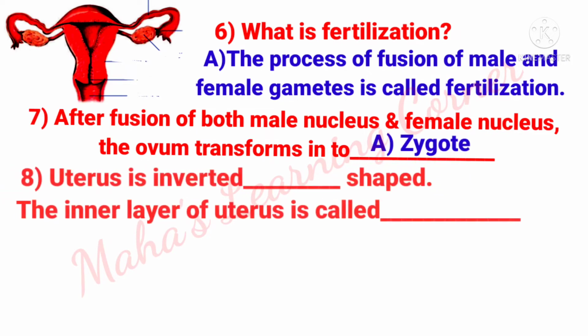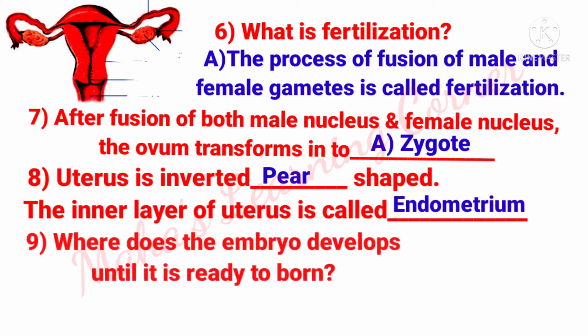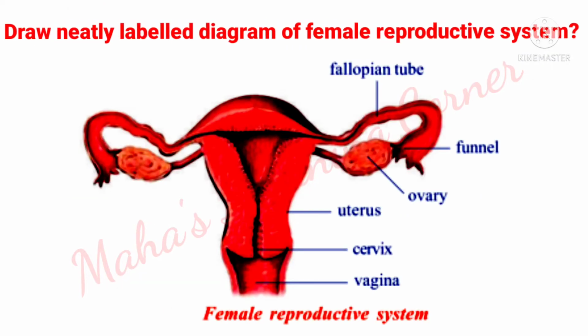Next one, the uterus is inverted, which shaped? Pear shaped. The inner layer of the uterus is called endometrium. Ninth one, where does the embryo develop until it is ready to be born? Correct answer, uterus. Draw a neatly labeled diagram of the female reproductive system, if asked, draw the diagram and label the parts.